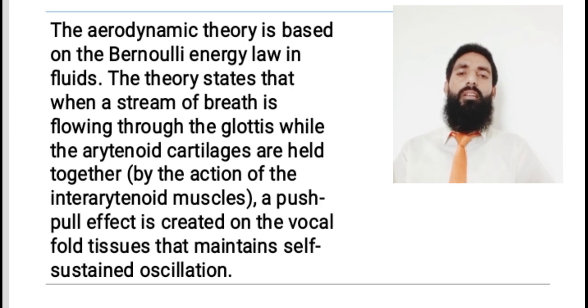Now discuss the next theory. The aerodynamic theory is based on Bernoulli's energy law in fluids. Bernoulli's energy law in fluids is basically a theorem and a practical explanation of how sound is produced in physics. The theory states that when a stream of breath is flowing through the glottis, while the arytenoid cartilages are held together by the action of the interarytenoid muscles, a push-pull effect is created on the vocal fold tissues that maintains self-sustained oscillations.